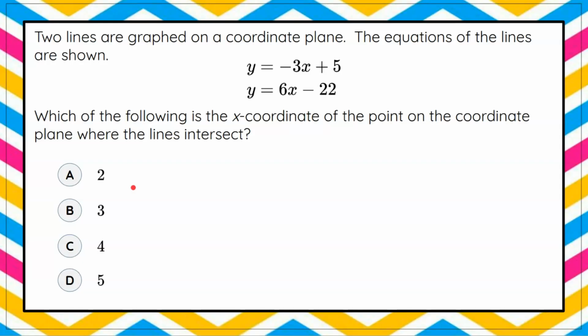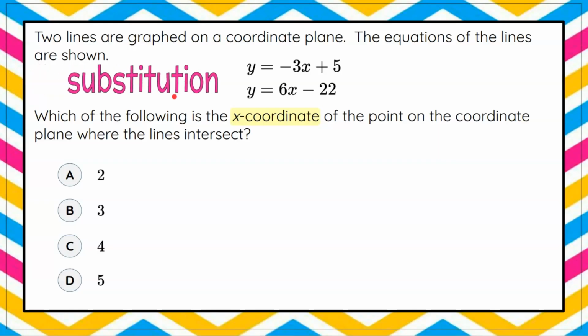Good luck. Welcome back. So we want to find the x-coordinate of the solution, the point where these two lines intersect if they were graphed on a coordinate plane. Given that this y-intercept is negative 22, we're not going to graph. That would be a pretty large graph. So instead, we're going to do two different methods.